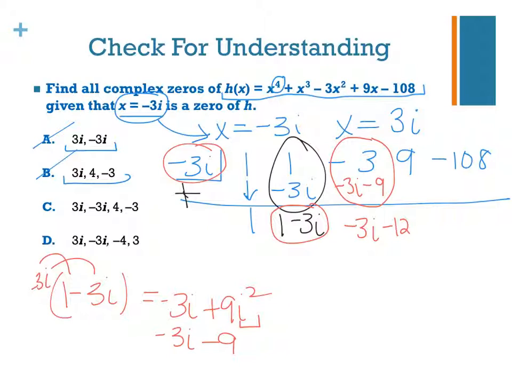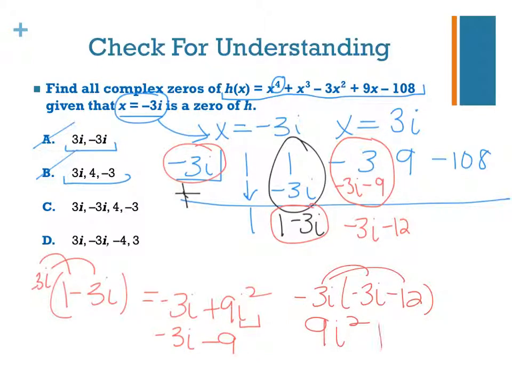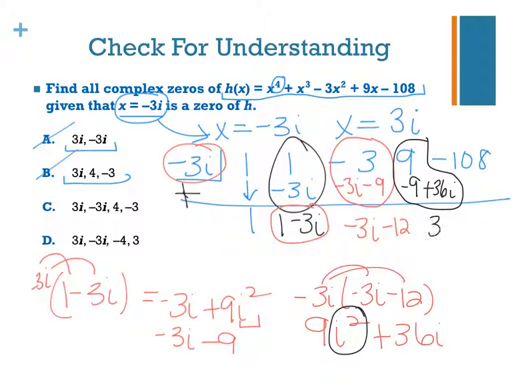Now I'm going to multiply negative 3i minus 12 times negative 3i. So I'm going to get negative 3i times negative 3i minus 12. And if I use the distributive property, I'm going to get 9i squared plus 36i. Again, I can substitute negative 1 for i squared. So that gives me negative 9 plus 36i. When I add this column right here, I end up with just 36i, as the 9's cancel.